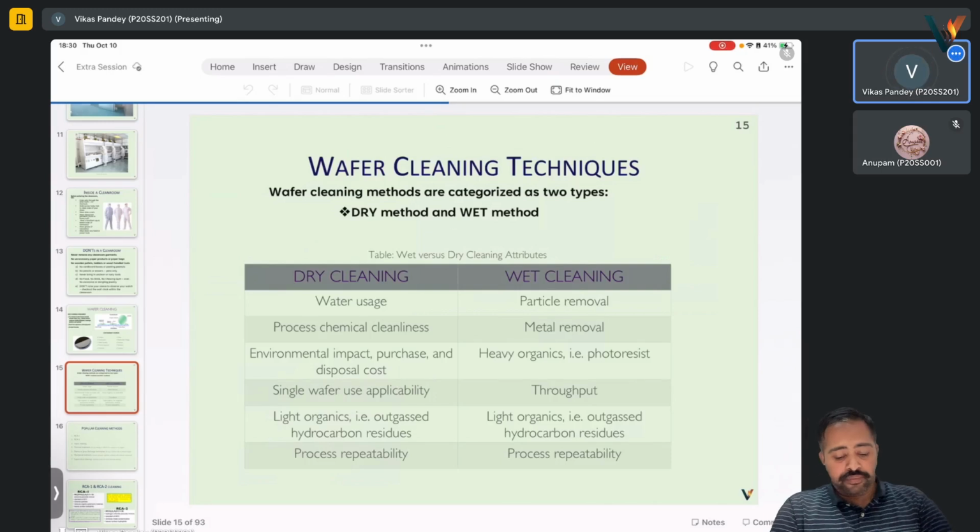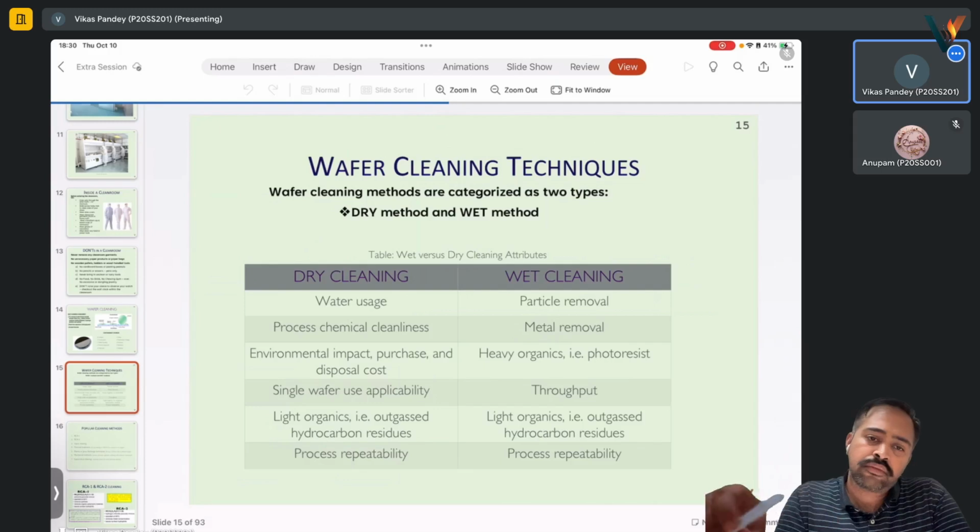So these wafer cleaning techniques are generally divided into two types, dry and wet cleaning. In dry cleaning, water usage is not there.